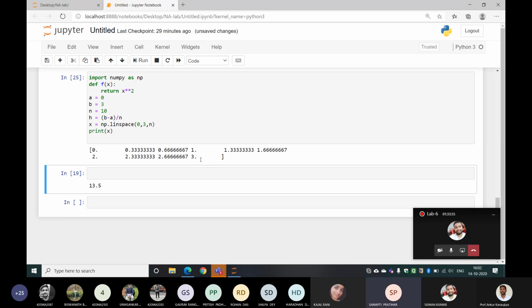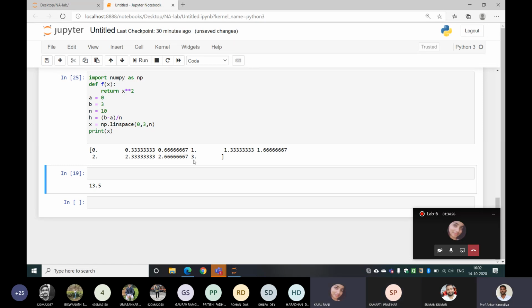Plus nh there will be. Plus nh, n into h. Why? So how many points? How many points? 1, 2, 3, 4, 5, 6, 7, 8, 9, 10. It is giving 10 points. Sir, 3, it is correct. They are equally spaced. Yeah, equally spaced.